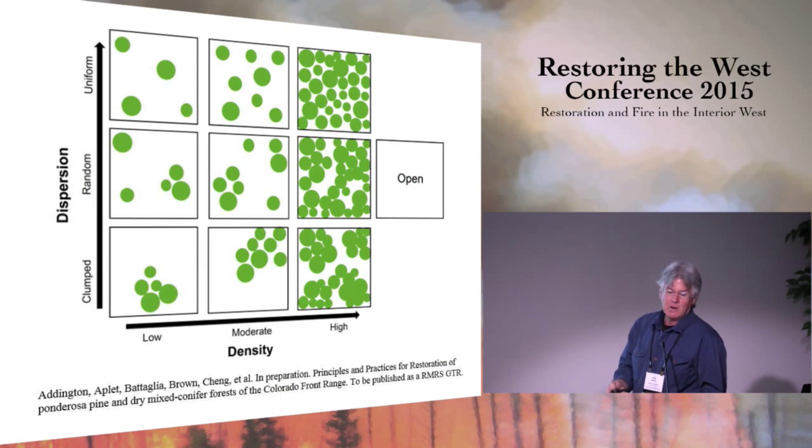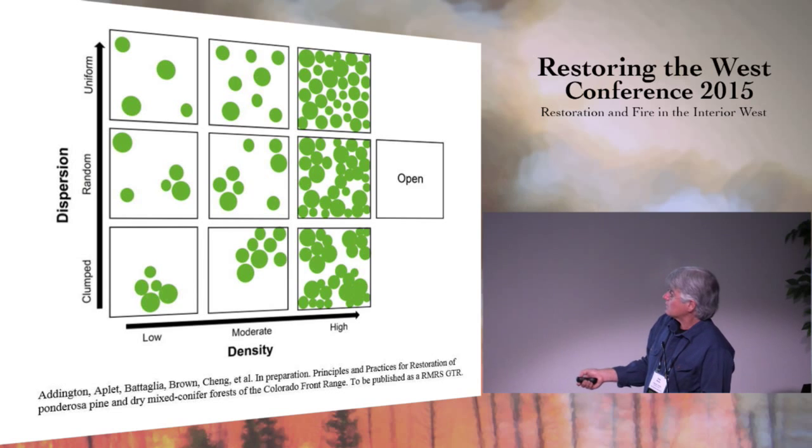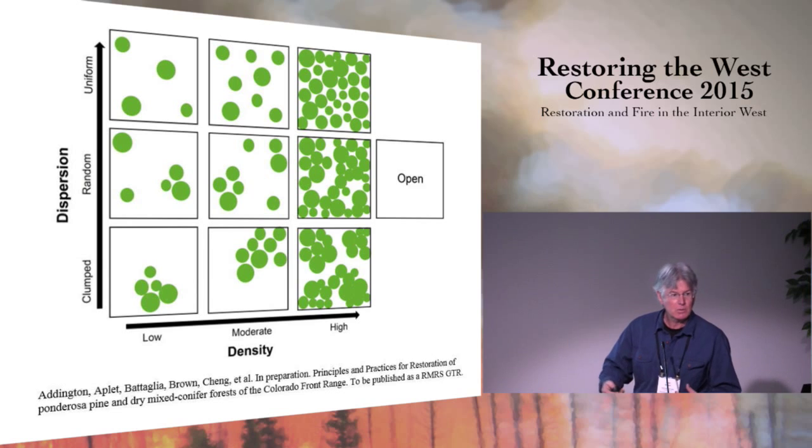This is from this GTR that we're working on as well, and this is just sort of a conceptual model of thinking about dispersion versus density. Today we have a lot of our stands over on this side of the diagram, and basically what we're hoping is, we realize we're never going to get rid of all of these, but we want to even out the distribution of these cookies, as we're calling them, across the landscape.